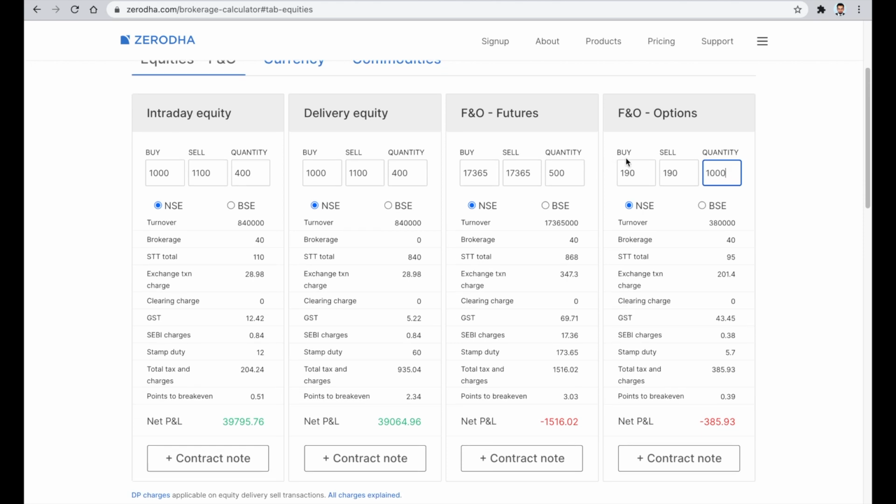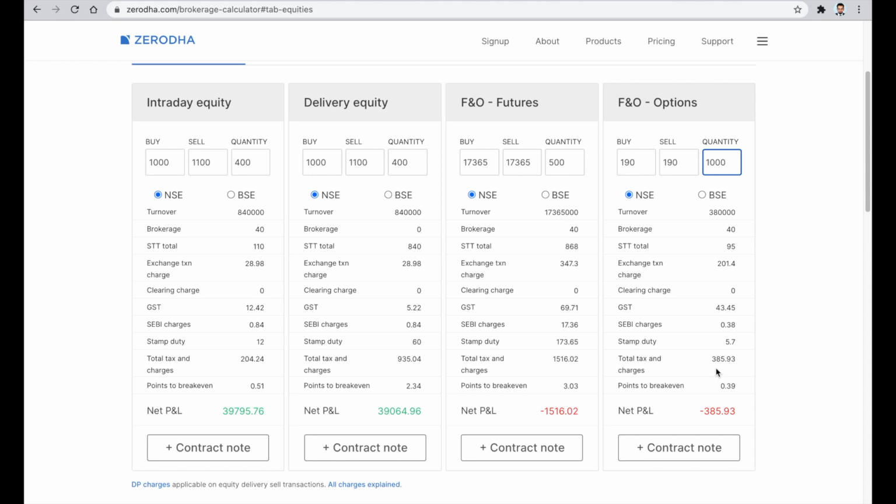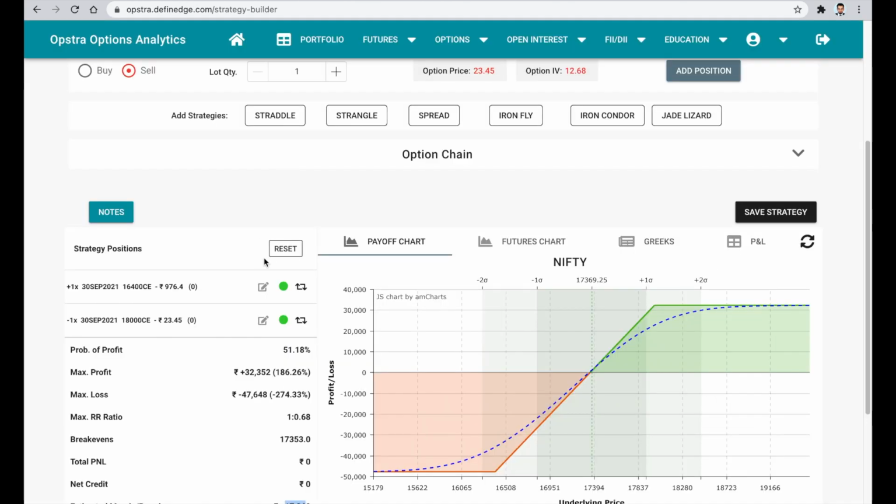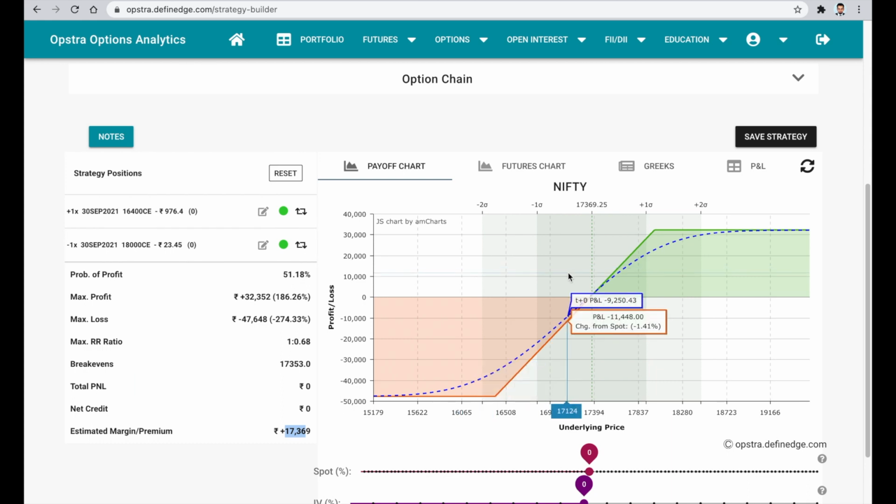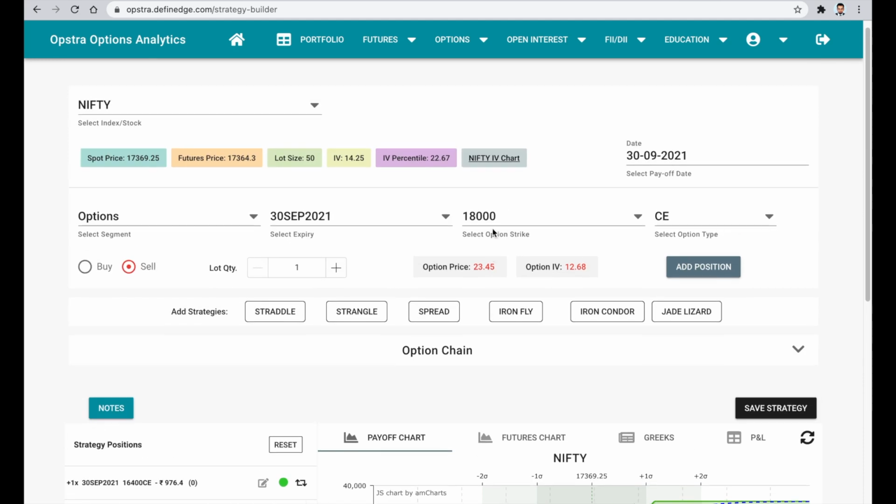And as you can see, for options, because the buy and sell value is small, hence the net PNL is always lesser negative even if you break even the same price. Whereas in futures, you'll have to pay more STT and everything, transaction charges, and hence you will have more points to the break even. So here it is 3.03 points to break even, whereas in here it is only 0.3. Hence, options are preferred for synthetic futures, and we will get more and more liquidity in the money options when more and more people have this knowledge.